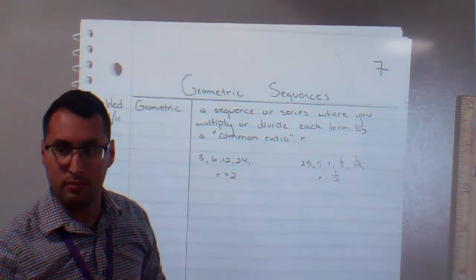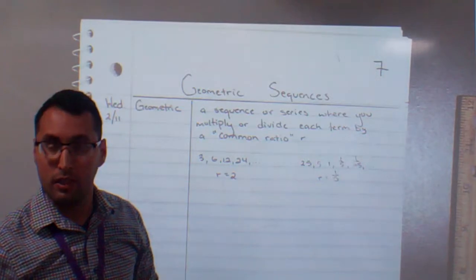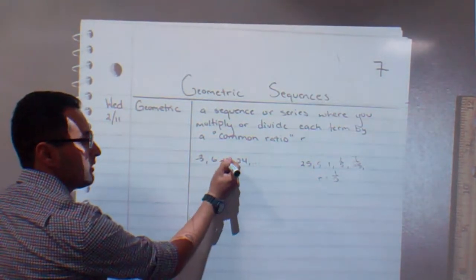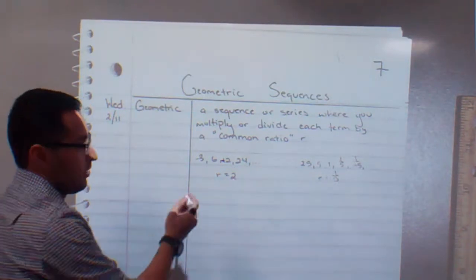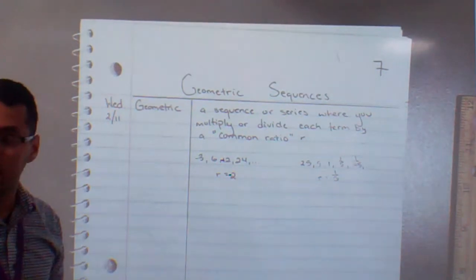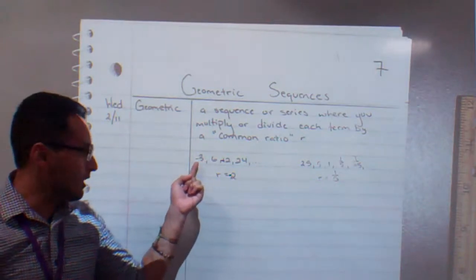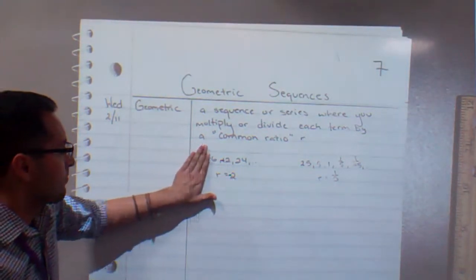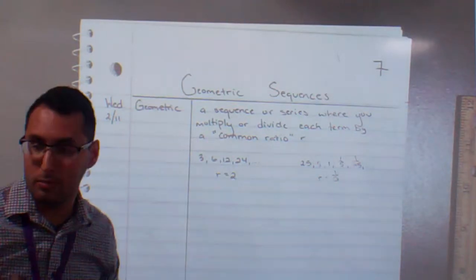So, will R ever be a negative number? It could be, yeah. Let's say this. So that's a good example. Let's say we had negative, positive, negative, positive. The common ratio would be a -2, right? If you multiply by a negative, you have this oscillation of negative, positive, negative, positive. I don't think I've included any of those examples, but that can happen.